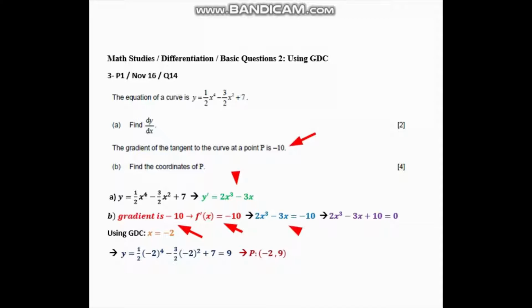In order to solve the blue equation using the GDC, I shall first have to equate it to 0. I need something equals 0. So I'll get rid of this -10 by taking it to the other side. However, I shall change the sign to positive. So the purple equation is just the same as the blue equation. It is equivalent to the blue equation, but it is in a format that I can use to solve on the GDC. So I shall just write this equation down on the GDC now.